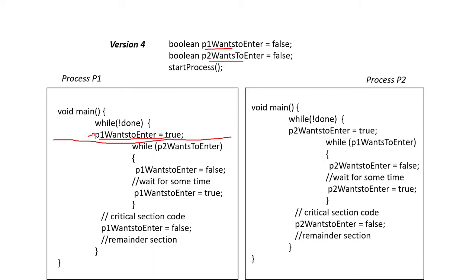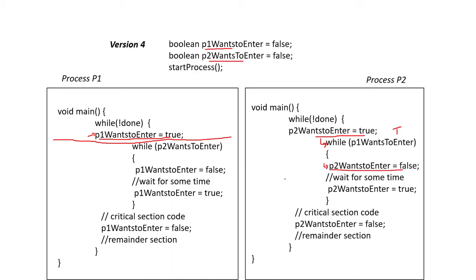Now let's start with the process P2. In this case, P2 wants to enter is now set to true because P2 likes to enter into the critical section. At this point, it moves on to check if the variable P1 wants to enter is true. In our case, P1 wants to enter evaluates to true, and hence the while loop also evaluates to true. Now it will enter this section of code. Inside the while loop, first P2 wants to enter is set to false, and the process will wait for some time.